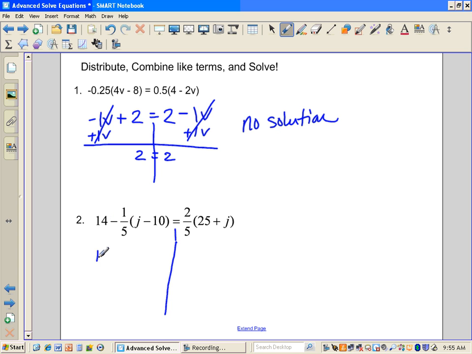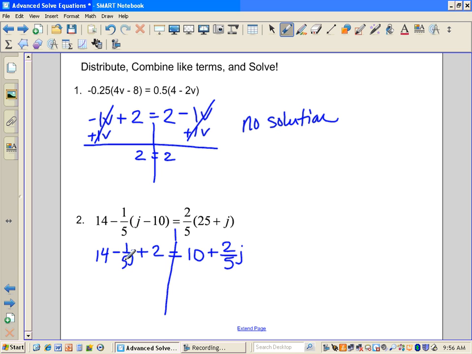I still have my 14. I'm doing 1/5 of j. Well, that's just going to be 1/5 of j. 1/5 of 10, if I divide 10 into 5 parts, that's going to be 2 of them, and a negative times a negative is a positive. 2/5 of 25, well, 25 into 5 parts, and then take 2 of them, that's going to be 10, and then plus 2/5 j.